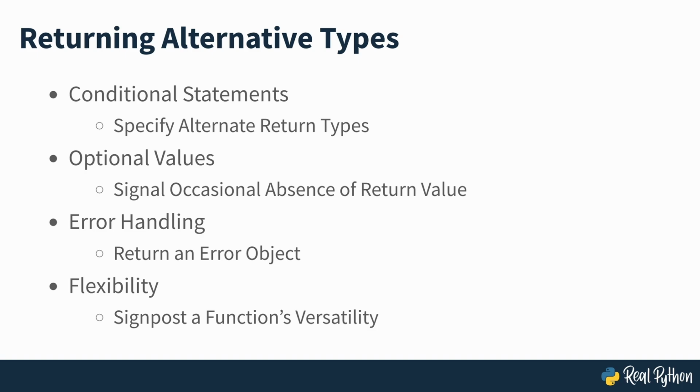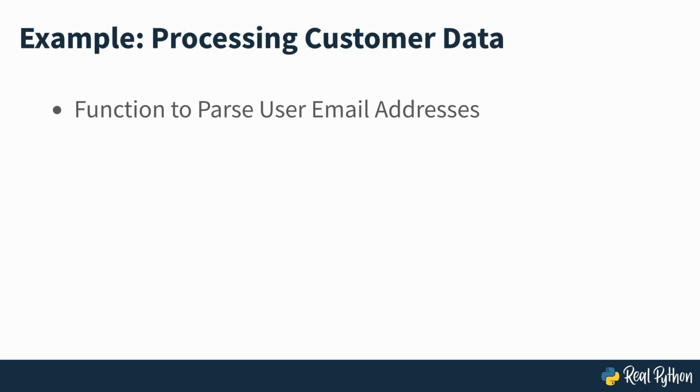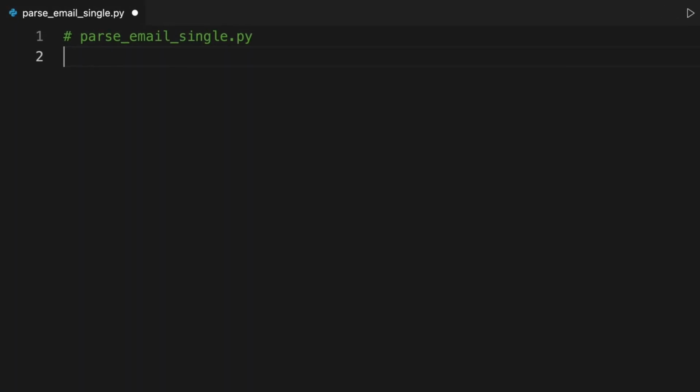A practical situation is often the best way to illustrate a concept. Imagine that you're processing customer data and want to write a function to parse users' email addresses to extract their usernames. To represent one piece of data of multiple types using type hints in Python 3.10 or newer, you can use the pipe operator. Here's how you'd use type hints in a function that typically returns a string containing the username, but can also return None if the corresponding email address is incomplete.